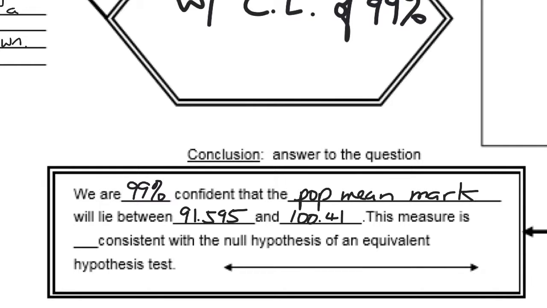All right, this measure would be consistent. So I'll just put a little X there. With the null hypothesis of an equivalent hypothesis test, only because they gave us that benchmark of 100 in the problem. And 100 does fall in this interval, all right? Not by a whole heck of a lot, but it's still there.